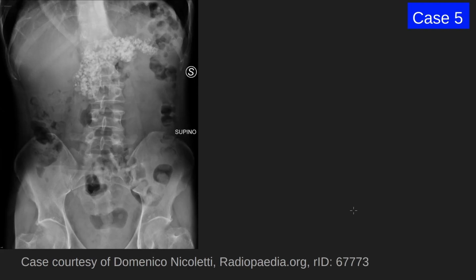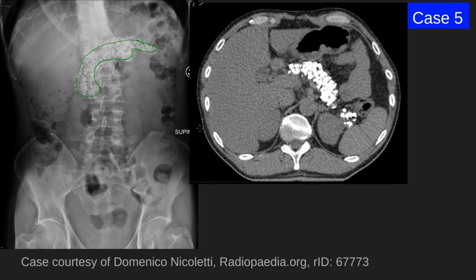Case 5. This is an abdominal radiograph, with multiple densities in the upper abdomen. If you try to draw a margin around these densities and determine what shape this structure is and where this calcification is, this corresponds to the location and shape of the pancreas. This patient underwent a CT scan.